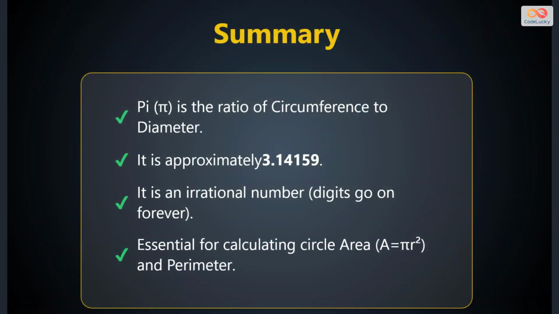So, to recap, pi is the constant ratio of a circle's circumference to its diameter. It is an irrational number, approximately 3.14159, and it is the key to unlocking the geometry of circles from area to perimeter.